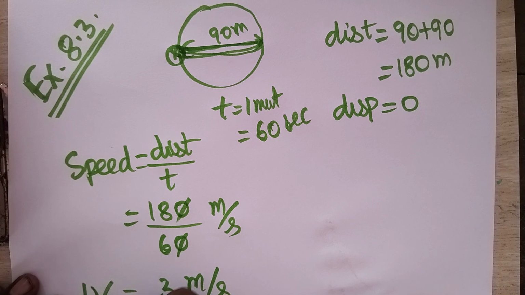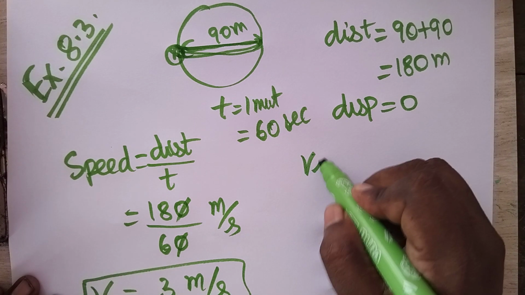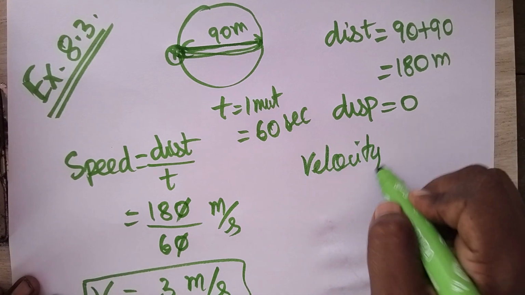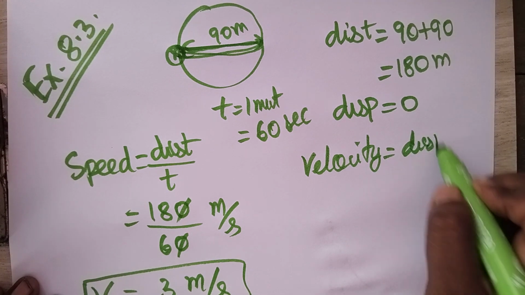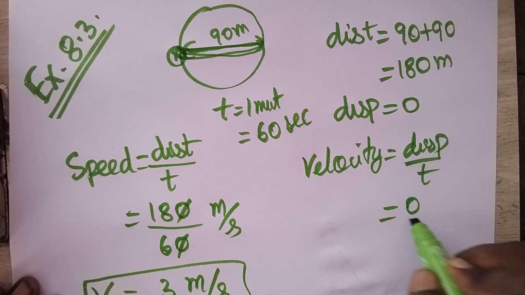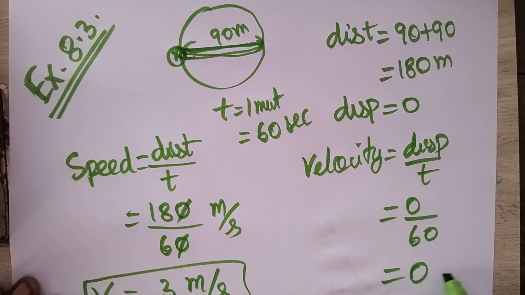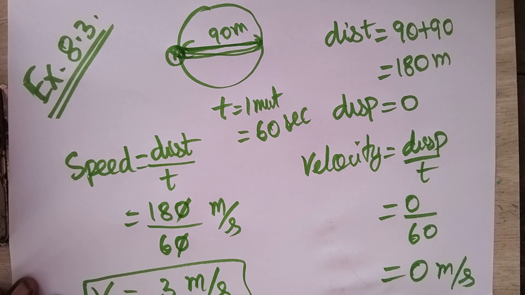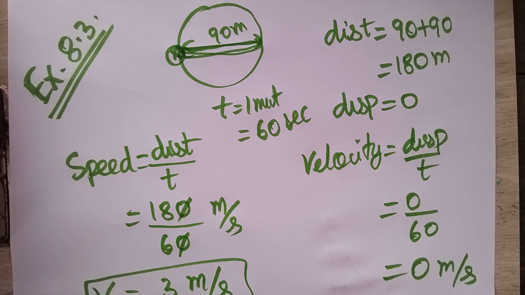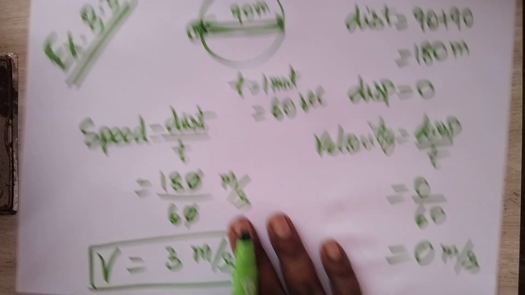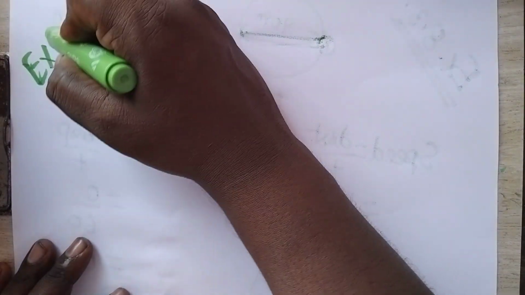And again velocity. What is the velocity formula? Velocity is equal to displacement by time. Displacement is 0. 0 by 60 will give us 0 meter per second as the velocity. Okay, now I'm going to do the fourth problem, example 4, the 8th chapter 4th problem.